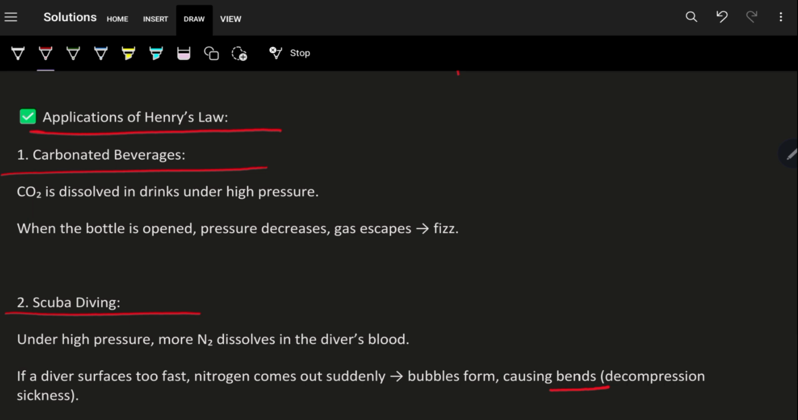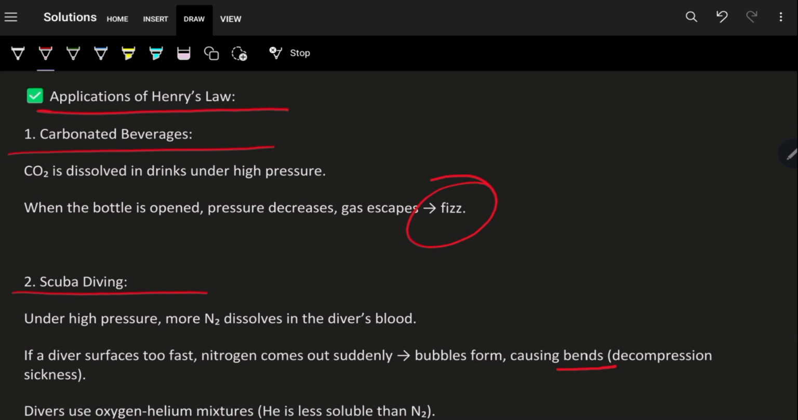Carbonated beverages: CO2 is dissolved in drinks under high pressure. When you open the lid of a cold drink bottle, what happens? A fizz happens. This fizzing out is due to the sudden change in pressure. The CO2 was compressed, and when you open the bottle, there is a sudden change of pressure and the CO2 escapes.